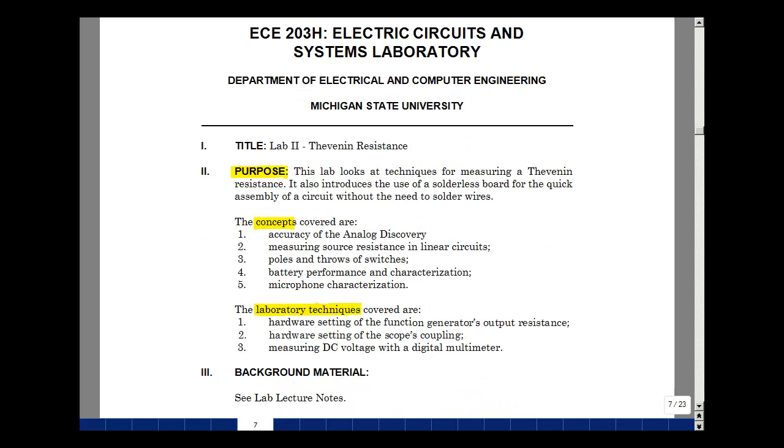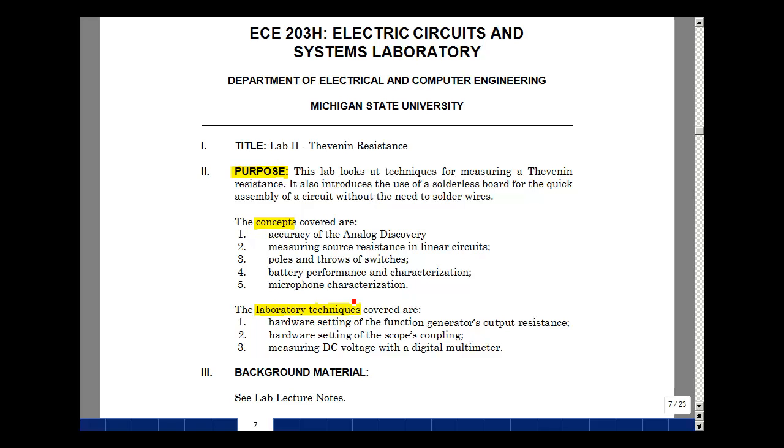The purpose of this lab is to look at techniques for measuring the Thevenin resistance. We're going to use a solderless board for quick assembly and disassembly of circuits without a need to solder wires. The concepts that we covered in the lab lecture, and we'll see also in the lab, are the accuracy of the Analog Discovery, measuring source resistance in linear circuits, poles and throws of switches, battery performance and characterization, and lastly, microphone characterization.